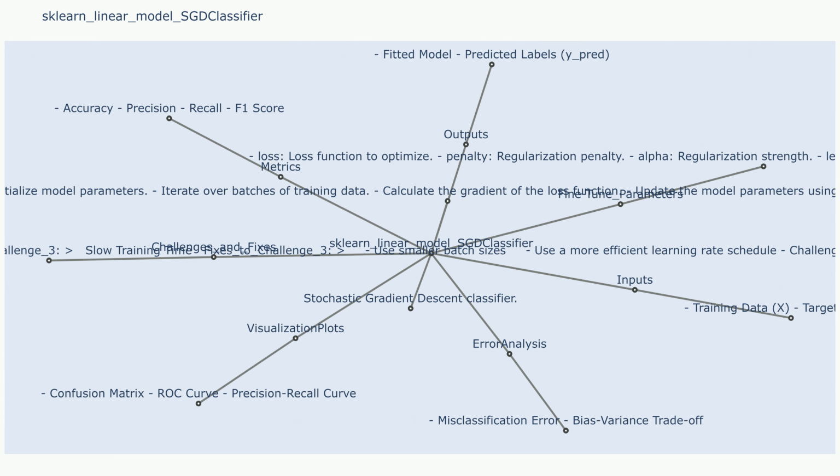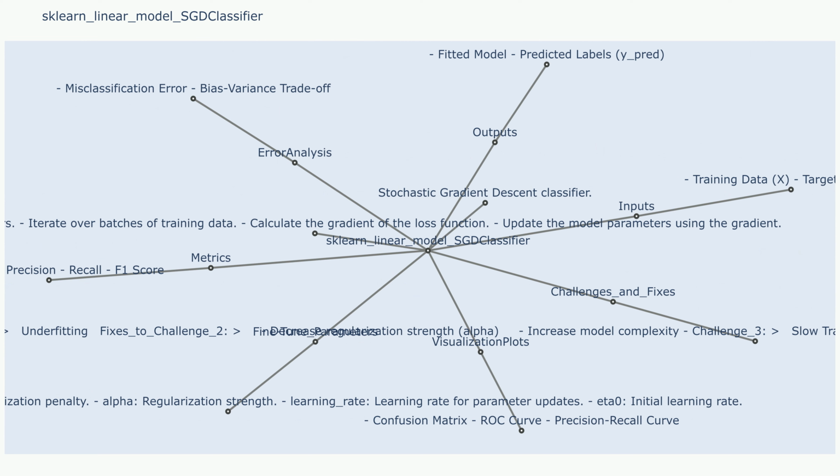Uncertainty methods. Confidence scores for probabilistic classifiers such as those with log loss. The model can output confidence scores representing the probability of each sample belonging to each class. These scores can be used to assess uncertainty.